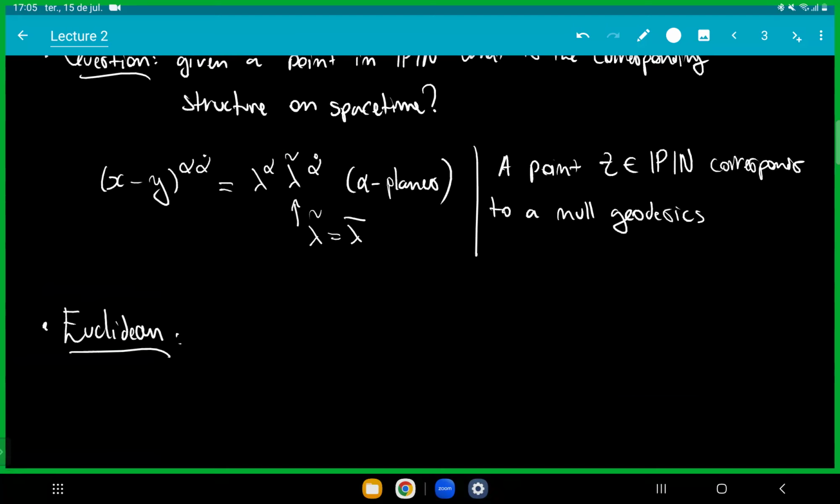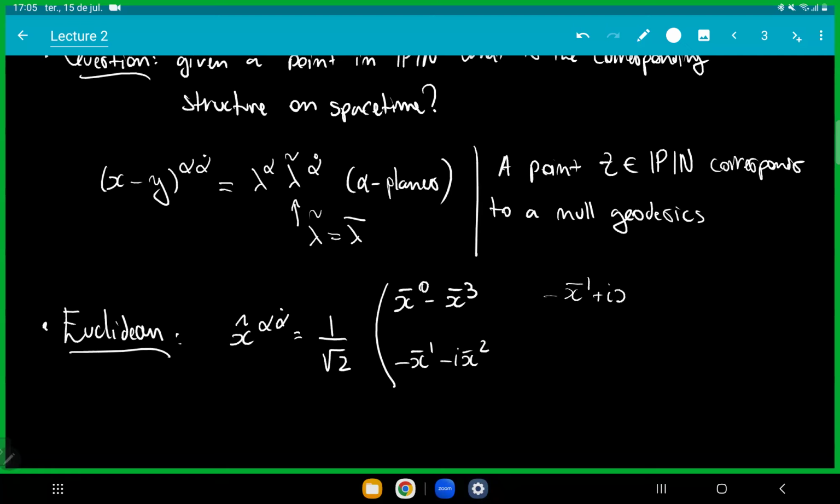Okay, let me just write the conjugate that we had. It was something like this. So we exchange the signs in here. So it's minus x bar 1 minus I x bar 2, minus x bar 1 plus I x bar 2, x bar 0 plus x bar 3. So this was the conjugation.